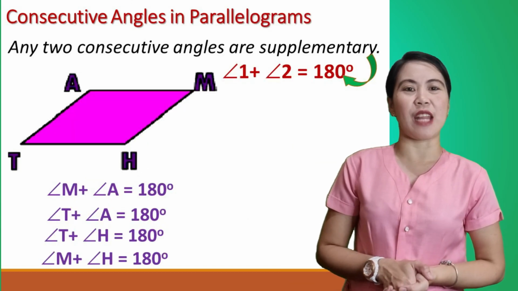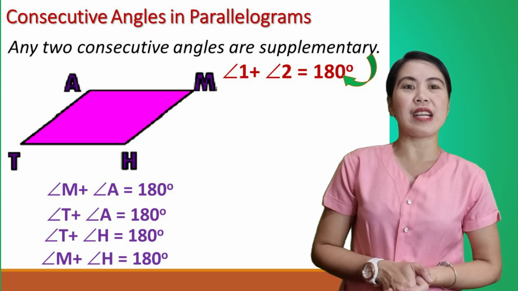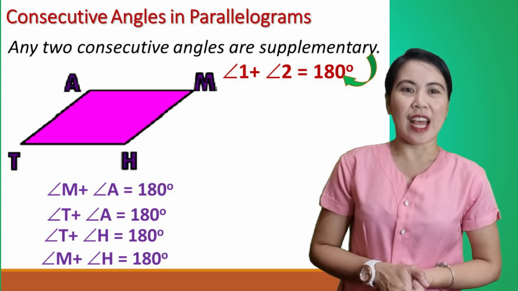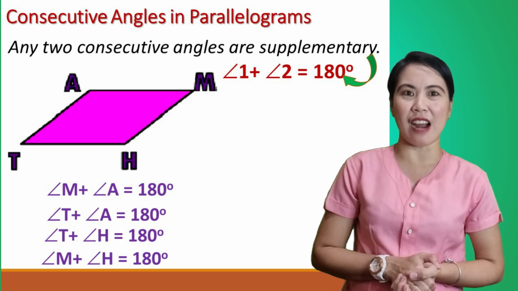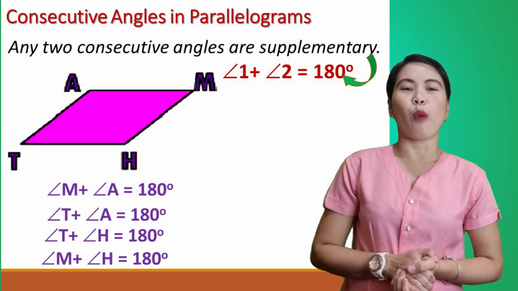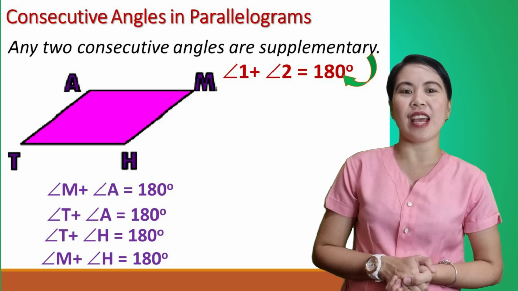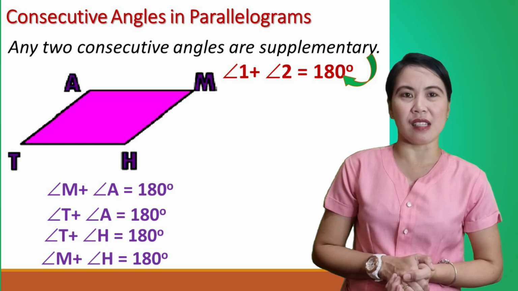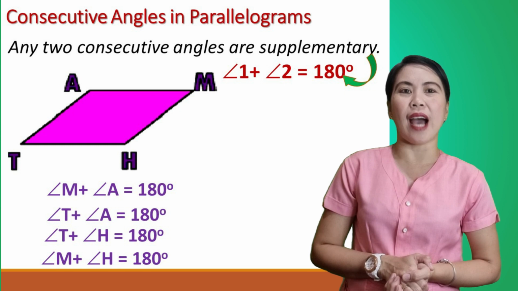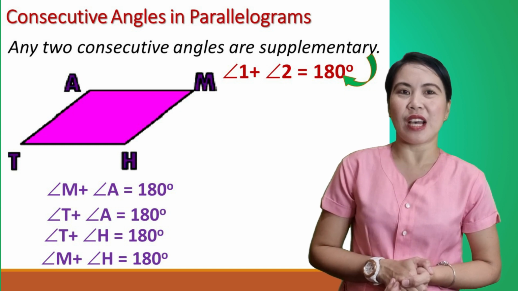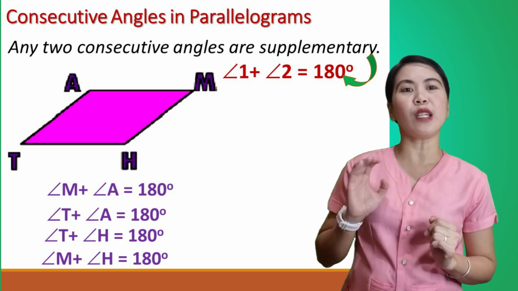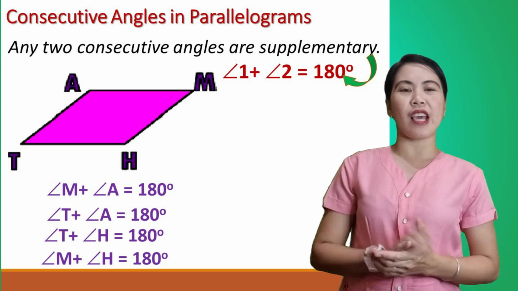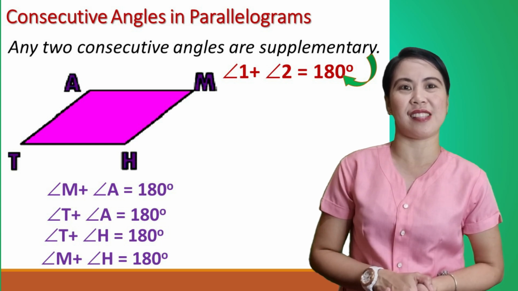Consecutive angles in parallelograms are supplementary. Class, do you still remember the meaning of supplementary angles? When you say supplementary, those are two angles having the sum of 180 degrees. So let's say angle 1 and angle 2. Angle 1 plus angle 2 is equal to 180 degrees.